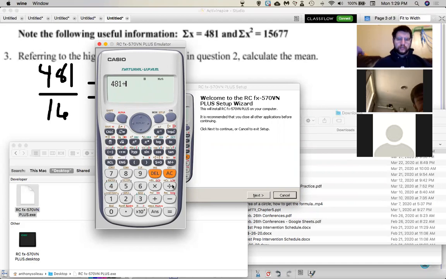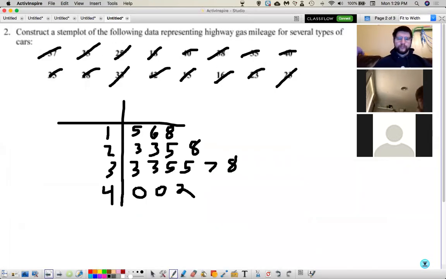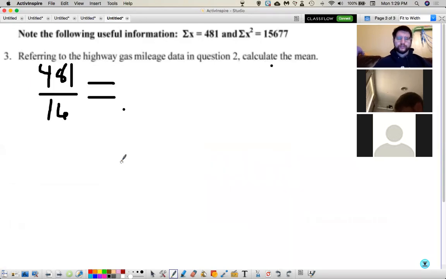481 over 16 gives us 30.0625. So if we look, we need to round properly. These are to the ones place. So I'm going to round to my 10th place, one place further. So I'm going to get 30.1.